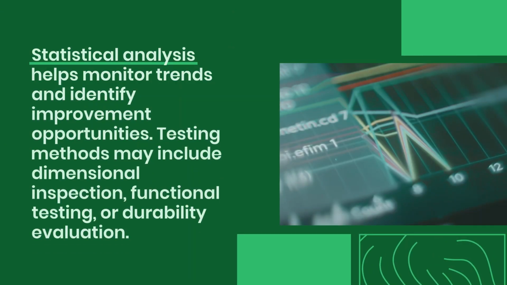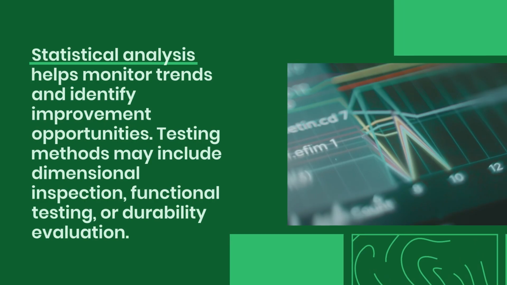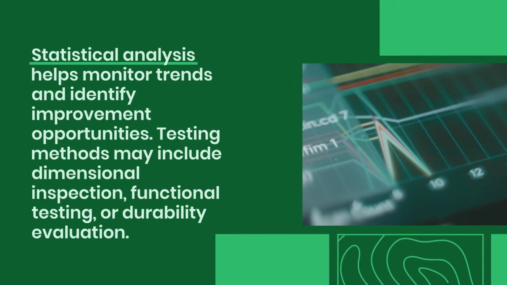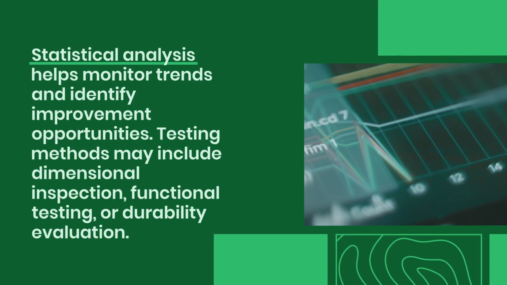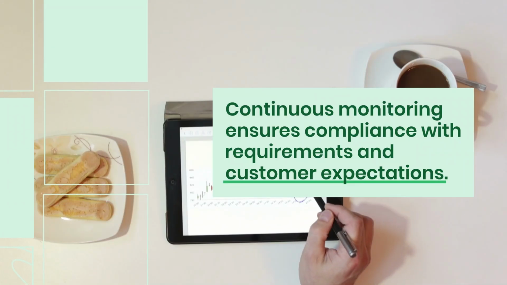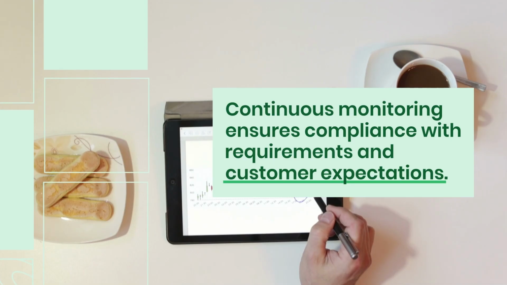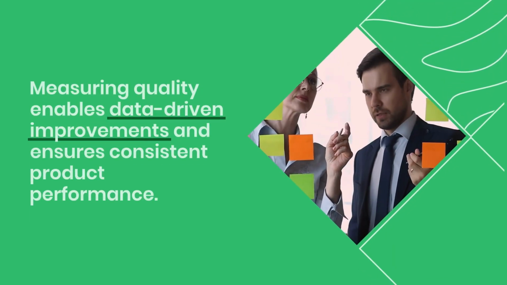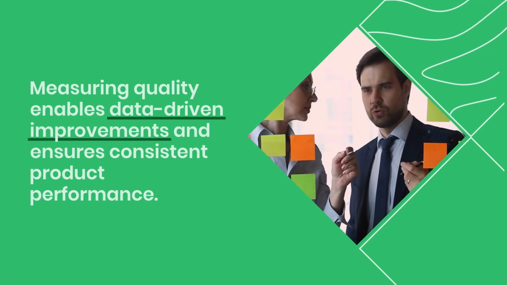Statistical analysis helps monitor trends and identify improvement opportunities. Testing methods may include dimensional inspection, functional testing, or durability evaluation. Continuous monitoring ensures compliance with requirements and customer expectations. Measuring quality enables data-driven improvements and ensures consistent product performance.